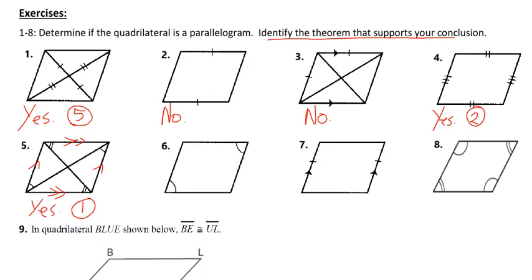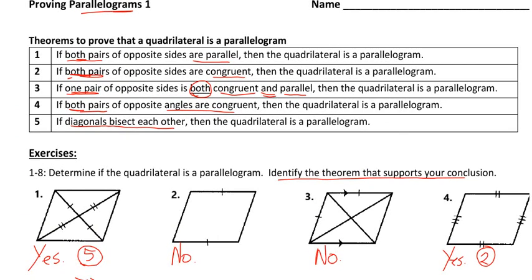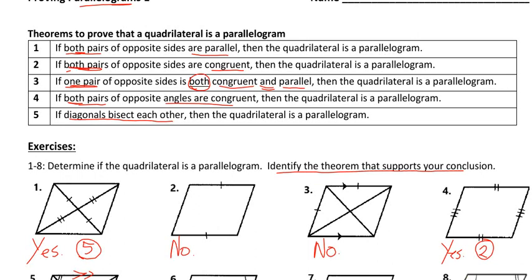In number 6, we have these two angles being congruent. It's only one pair of opposite angles that are congruent, and that is not enough to say that this is a parallelogram, because the only theorem that we have about angles is theorem number 4, and it requires both pairs of opposite angles being congruent.